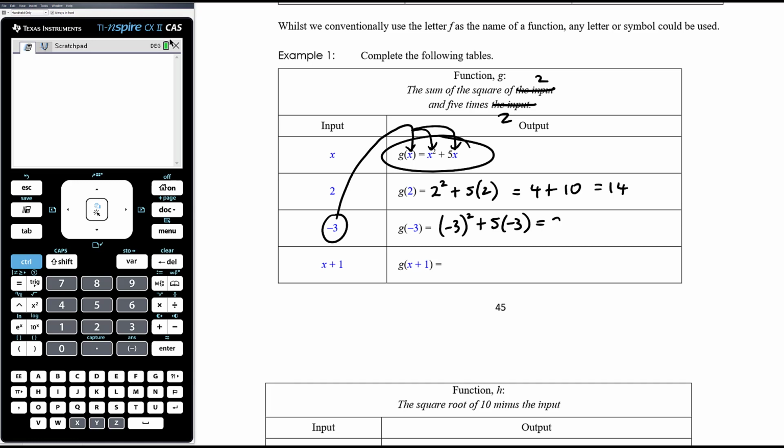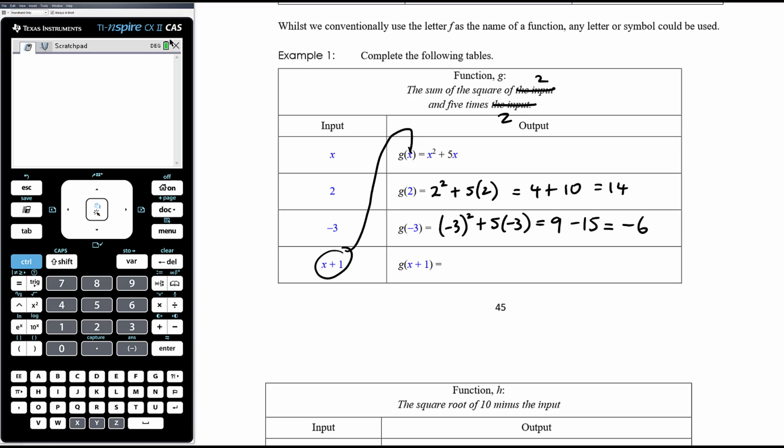Negative 3 all squared is positive 9, plus 5 times negative 3 is minus 15, and so this is negative 6. G of x plus 1, we take our new input and we replace x with that. So we're going to have x plus 1 all squared plus 5 times x plus 1, which means we get x squared plus 2x plus 1, that's just expanding out the perfect square, plus 5x plus 5, expanding out the second bracket, and now just collecting like terms, x squared plus 7x plus 6.